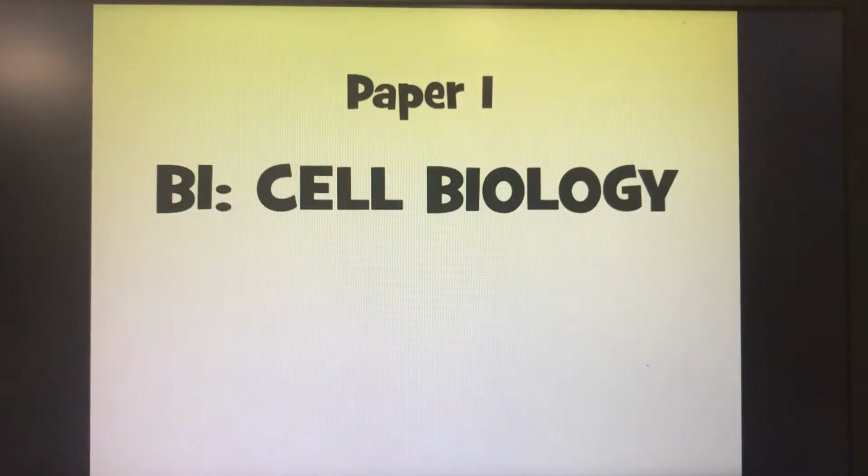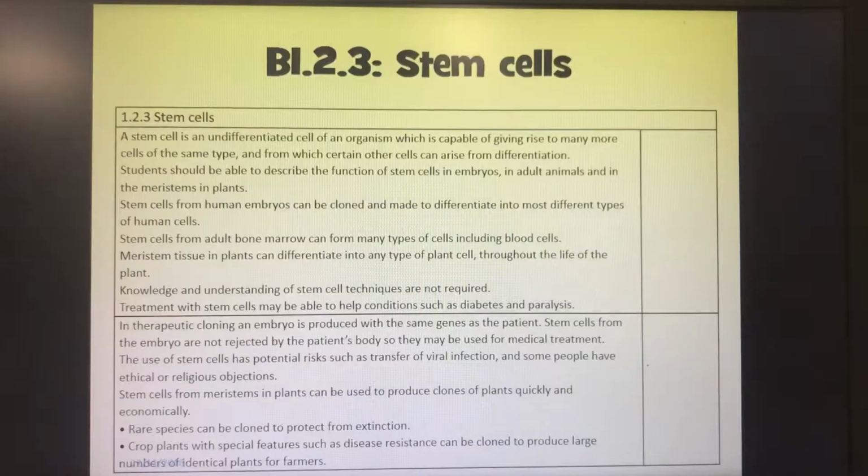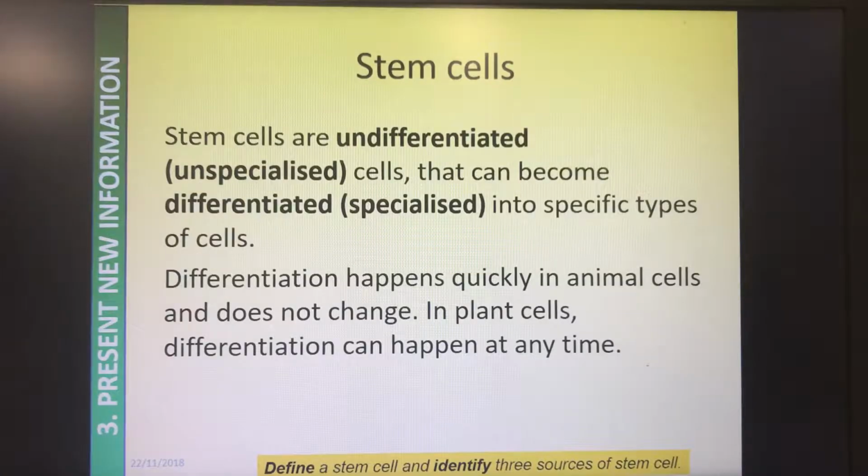This video is looking at the topic B1, cell biology, focusing on stem cells. The first thing to say about stem cells is that they are undifferentiated. That means they look like our basic animal cell, our basic plant cell. Okay, they haven't become specialised. So think of differentiate as becoming different. So they are basic cells that can become potentially lots of different kinds of cells.